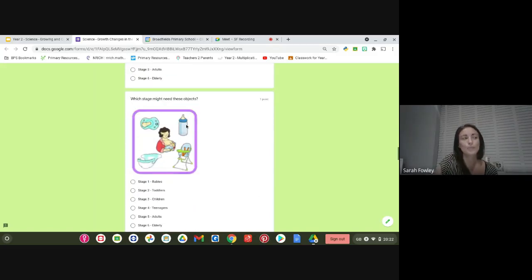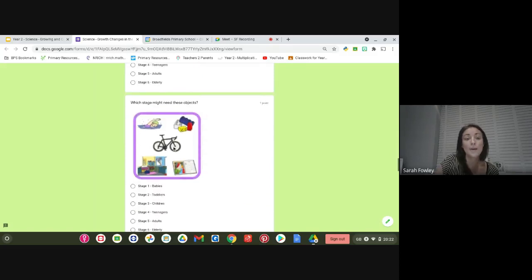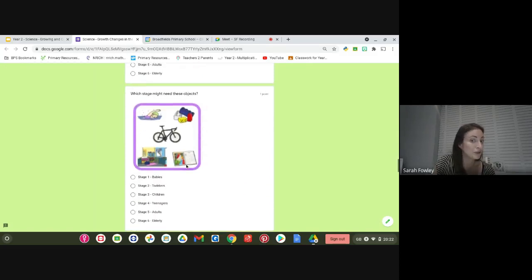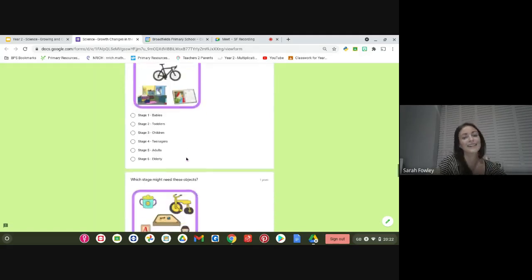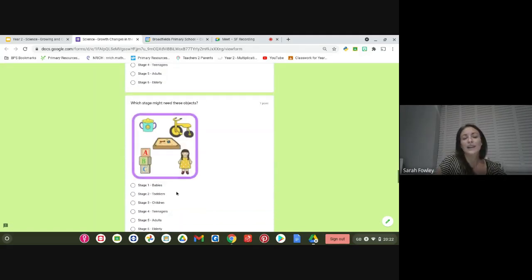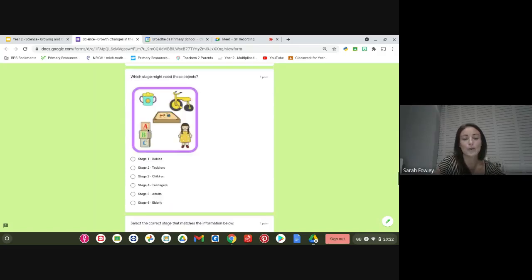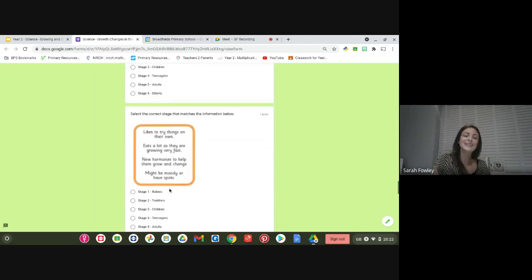You have a dummy and a bottle, a bike, some Lego, some books. Ooh, do you think you might need these things, year 2? And finally, some blocks and some sand and a sippy cup. Who might need those? And then it gets a little bit trickier.